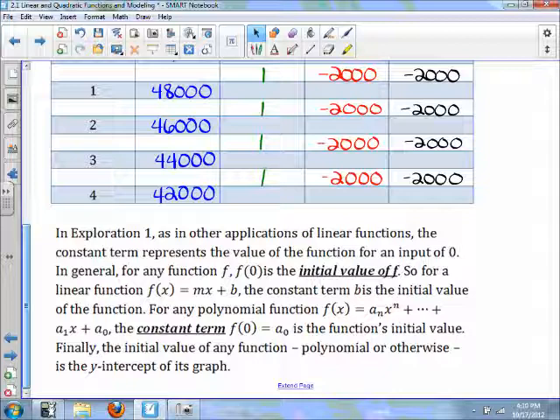For any polynomial function, the constant term f of 0 equals a sub 0 is the function's initial value. So you can find the initial value of any function by putting 0 into the function and just looking at the last term of the polynomial if it's a constant. Finally, the initial value of any function, polynomial or otherwise, is going to be the y-intercept of your graph. So it's going to be nice if you need to graph these by hand. You can always find the y-intercept of the graph by putting 0 in for x.